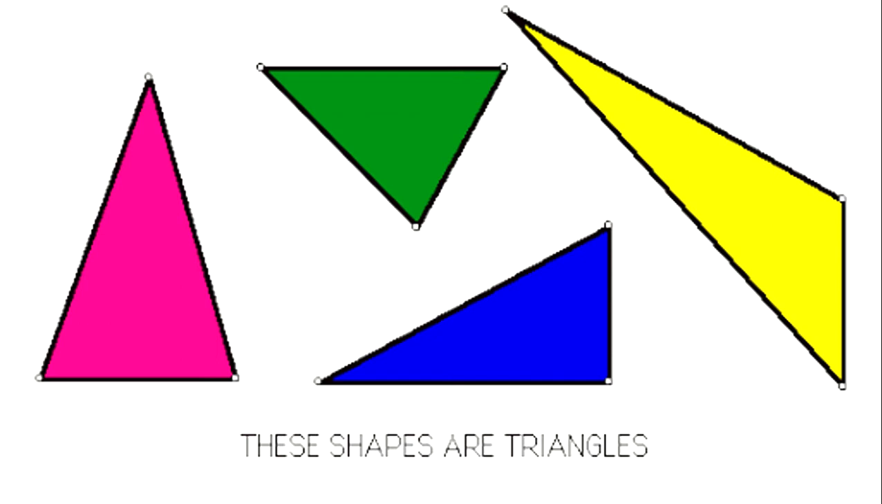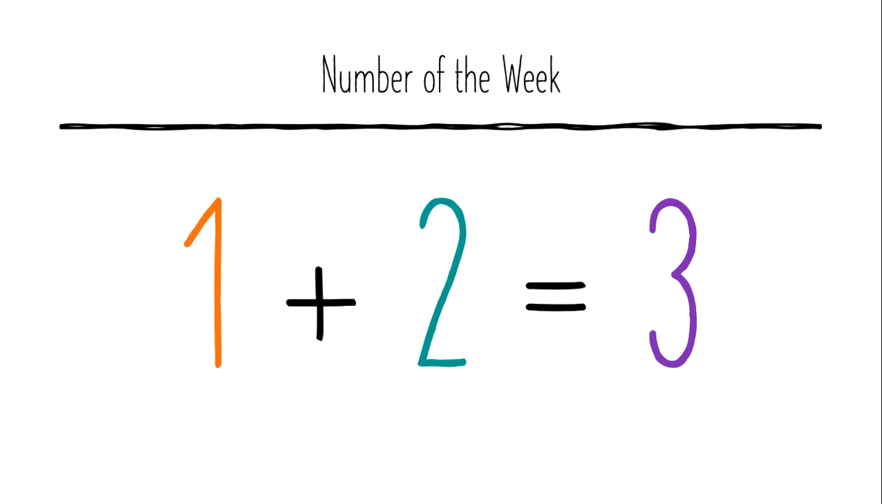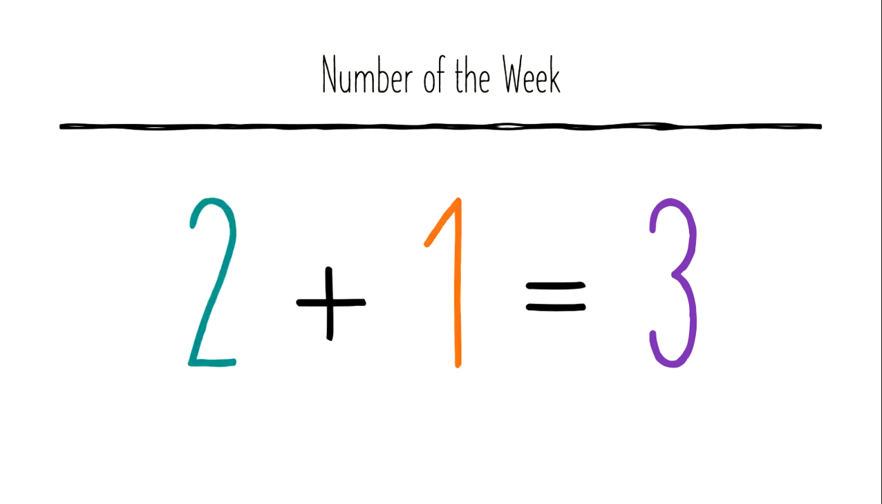Okay? This is an addition fact for the number of the week. 1 plus 2 equals 3. You could do it on your fingers to see. You could put up one finger, then put up two more, and when you count it all together, you should get 3. Or you can do 2 plus 1, and how much would you get again? You'll get 3. So that's the addition fact for the number of the week, 3.